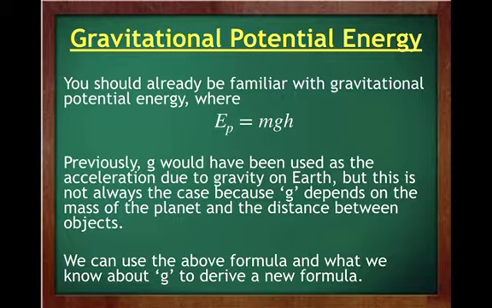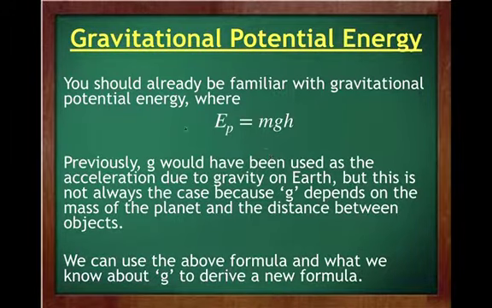Previously in our other learning, we would have used that g as acceleration due to gravity on Earth. But we know that's not always the case, because it depends on the mass of the actual planet and the distance between the objects. While this formula is certainly useful, it's only useful where the distance between the objects is relatively small, maybe a couple of kilometers at max. Also, we need to know this value of g. This can be used fine when it's on Earth, but we would have to consider the planet.